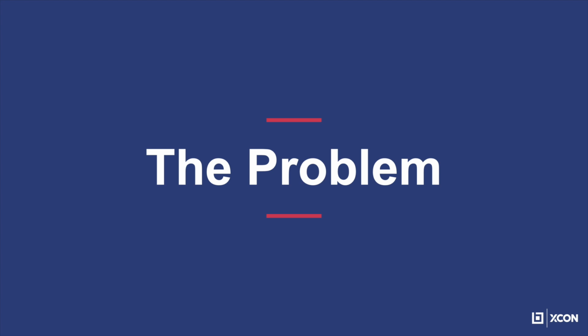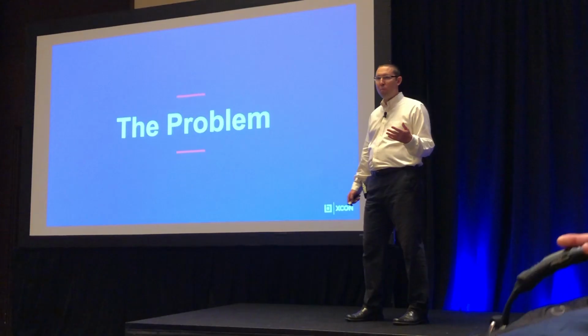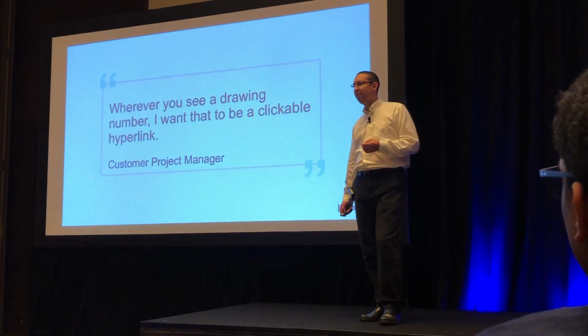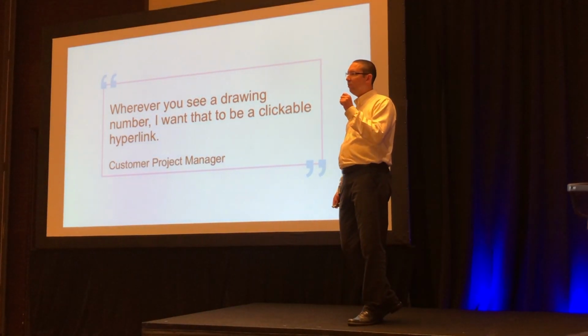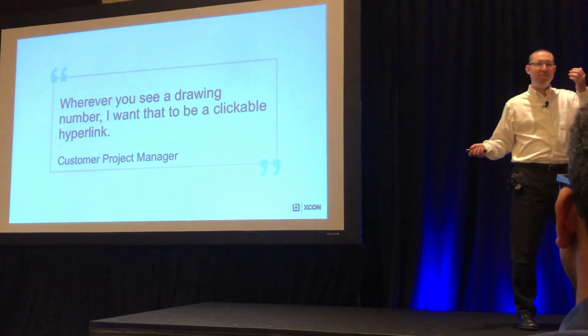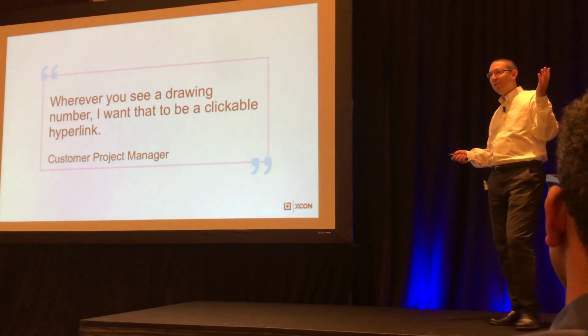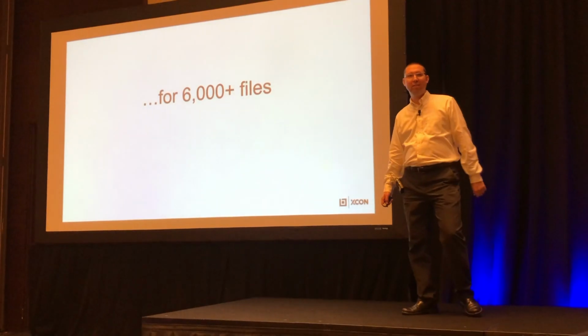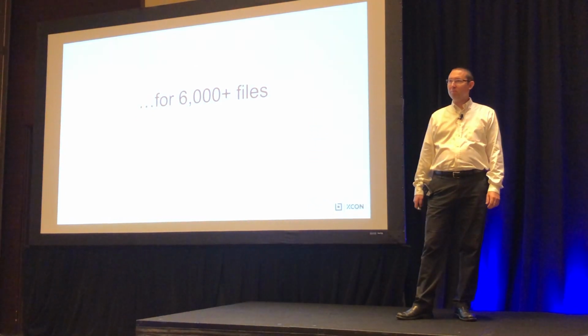I started on my project, and I'm sorry I can't tell you any details about it, but when I came on, I had an interview with the customer project manager, and he said, Josh, wherever you see a drawing number, I want that to be a clickable hyperlink. I thought, oh great, no problem. We'll buy Revu Extreme, I'll run it, I'll be good to go. And then later on, I found out that the package had over 6,000 files in it. I thought, oh my goodness, how's this going to work?